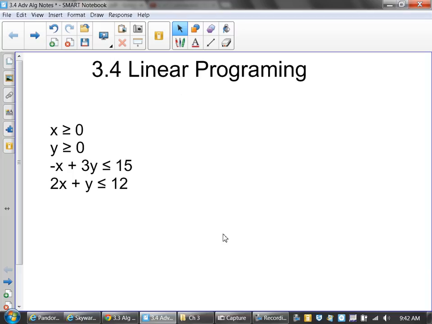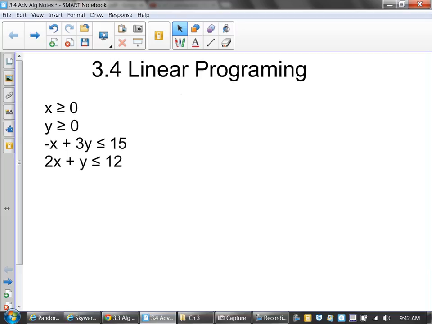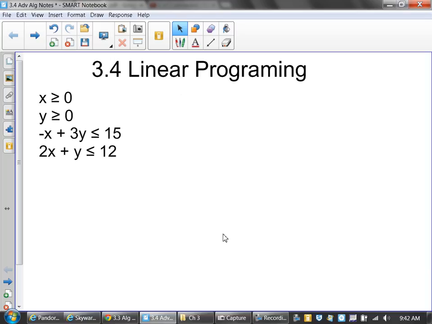So what we do in linear programming is we look at a list of inequalities, basically, and we sketch it. And we try to figure out where the intersection of all the inequalities occur. So right off the bat, when you're looking at a problem like this, I've got x is greater than or equal to 0, y is greater than or equal to 0. What does that tell us? It's a first quadrant problem. Do we agree on that? Okay. So I know this is going to be a first quadrant problem just by the first two constraints.